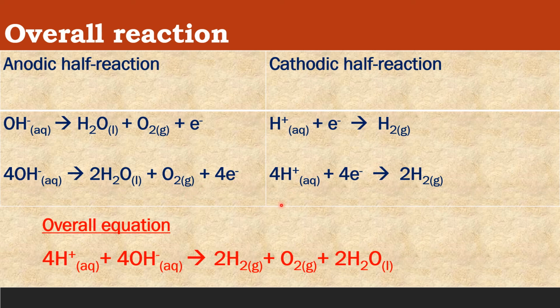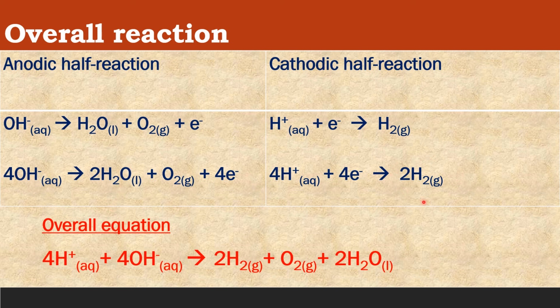And then to get the overall reaction, what you need to do is add what you have at the reactant side of cathode and what you have at the reactant side of anode together, and then add what you have at the product side of cathode and what you have at the product side of anode together. So at the cathode, I have 4H+ as my reactant, and that's what I have here. At the anode, I have 4OH- as the reactant, and that's what I have here. And then these are the only 2 reactants, and then I put the arrow that separates the reactant and the product from each other.